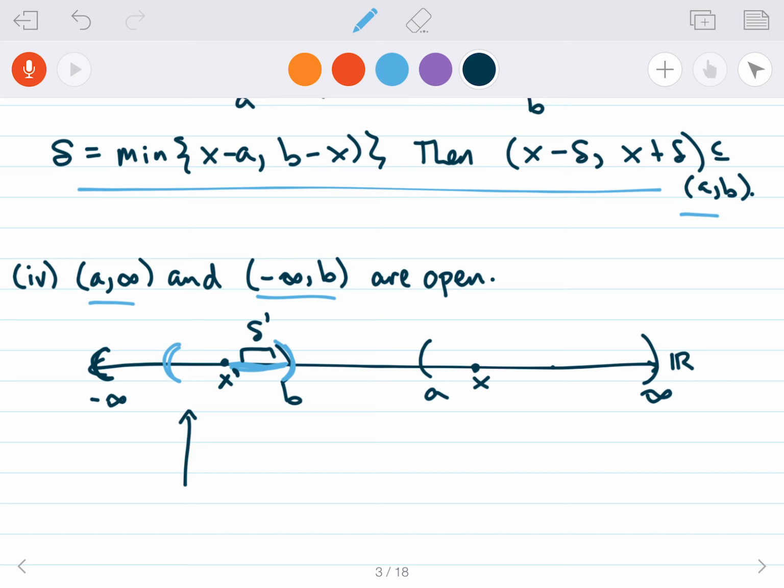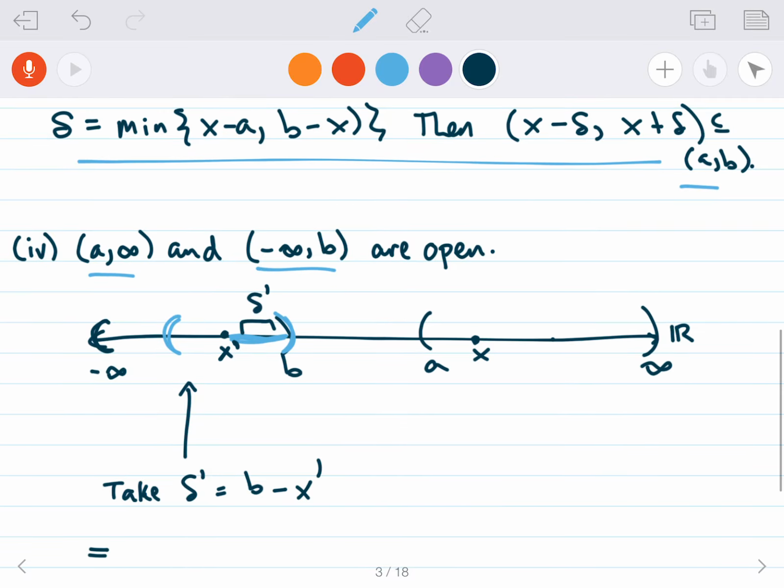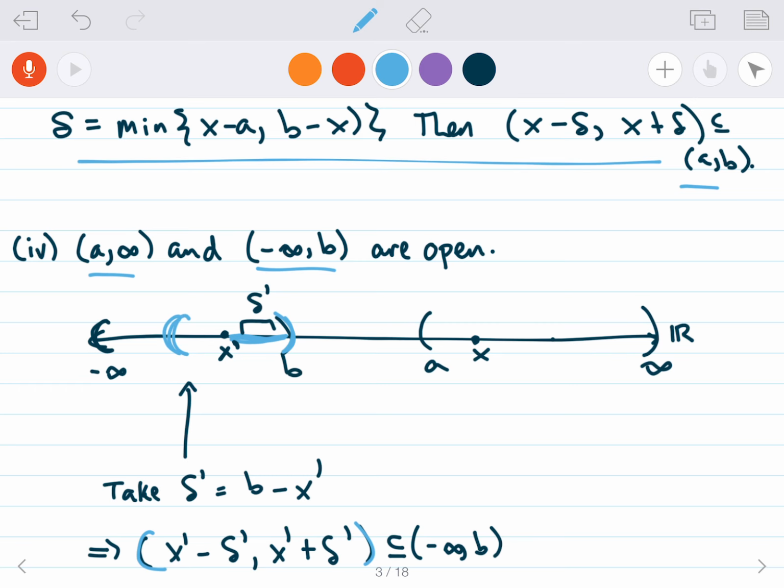So more formally, let's make this delta prime, to be consistent with my notes. We're going to take delta prime equal to the distance from b to x prime. So b take away x prime is that distance, and this implies that this neighborhood centered at x prime is indeed contained in negative infinity to b, because you can see it in the picture.